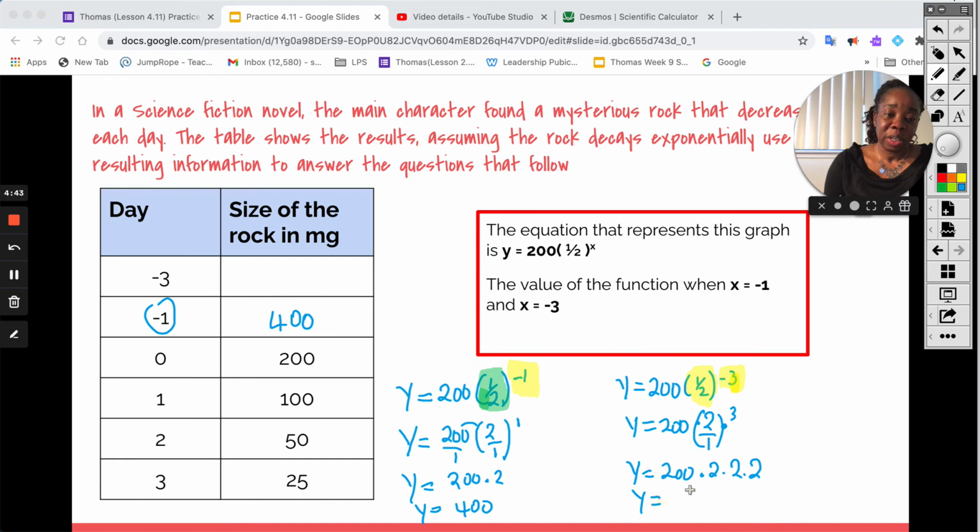And we simplify the exponential piece. 2 times 2, that's 4. 4 times 2, that's 8. So that's 200 times 8, and when we multiply 200 times 8, that is going to be equal to 1600. So in this case, we know that y is equal to 1600. And what that really means is that 3 days before the initial time, the size of the rock was 1600 milligrams. A day before the initial data was represented, the size of the rock was 400 milligrams.